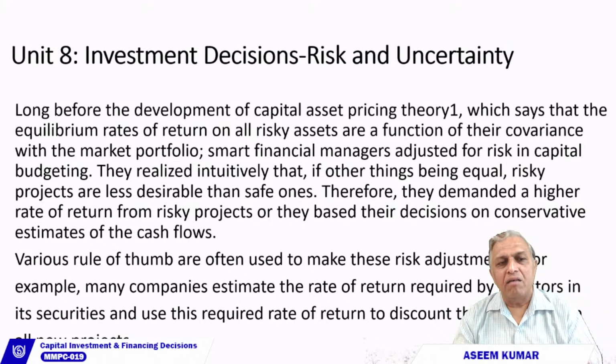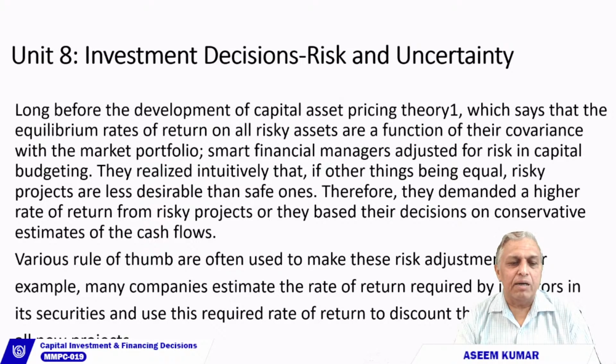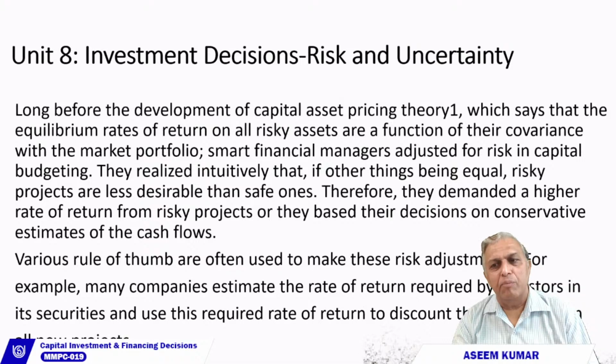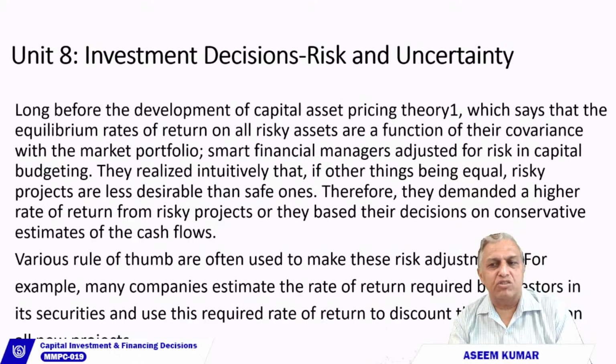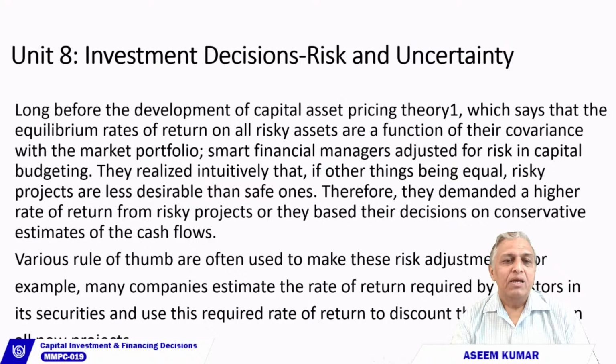Risk and uncertainty, because as such the risk is always uncertain. You take up an estimated thing, and you have to make a foolproof, sound plan, so that you can cover your risks and other uncertainties well. Long before the development of capital asset pricing theory, which says that the equilibrium rates of return on all risky assets are a function of their covariance with the market portfolio, smart financial managers adjusted for risk in capital budgeting.